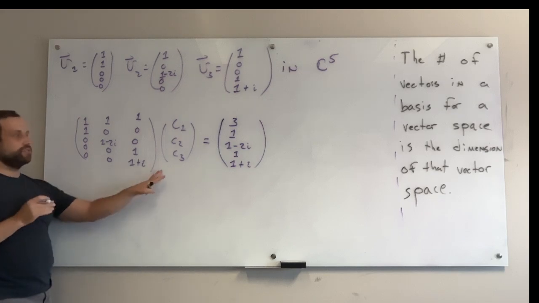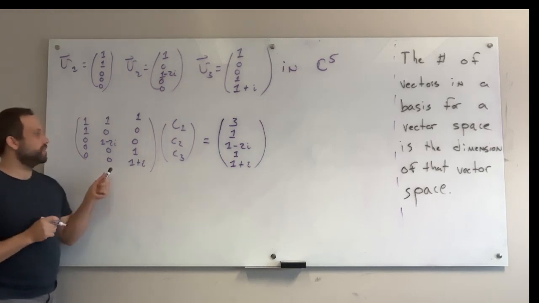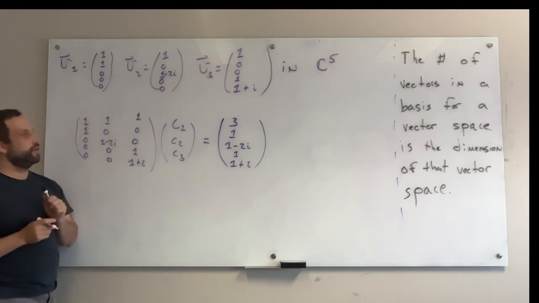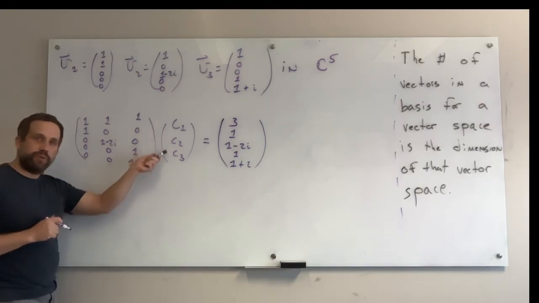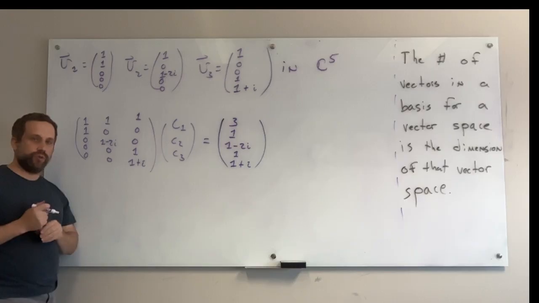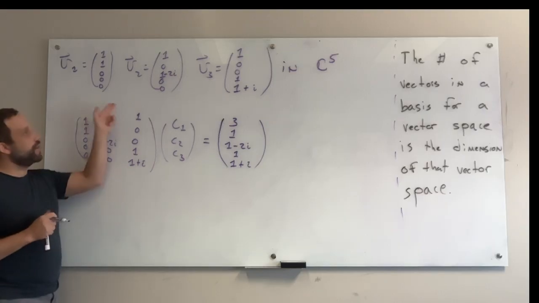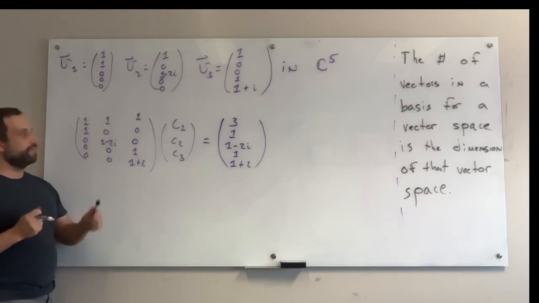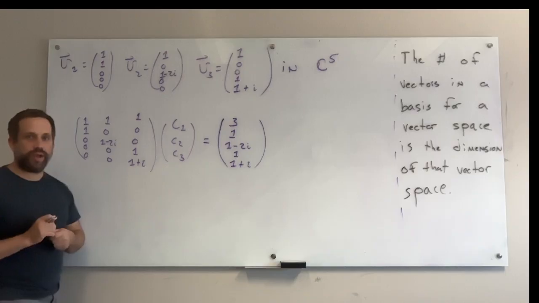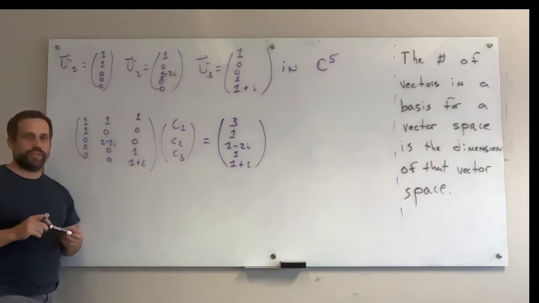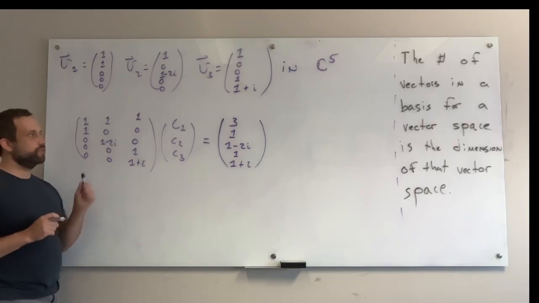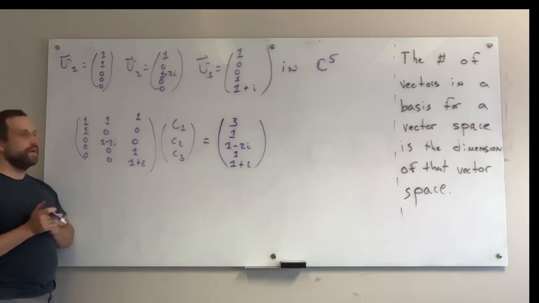If there's not a solution, it means this vector is not in the linear span of these three vectors. If there is a solution, that tells me what the coefficients C1, C2, and C3 are. And since we already showed, show this for yourself, these vectors are linearly independent, there's either going to be no solutions to this equation, or there's going to be one solution to this equation.